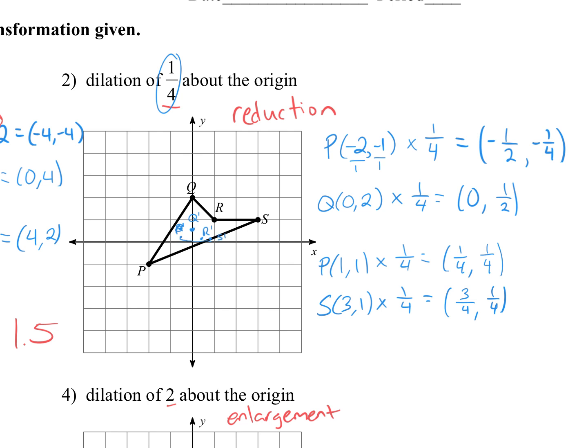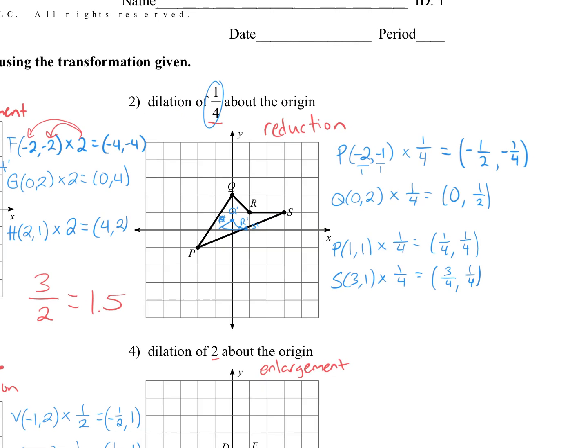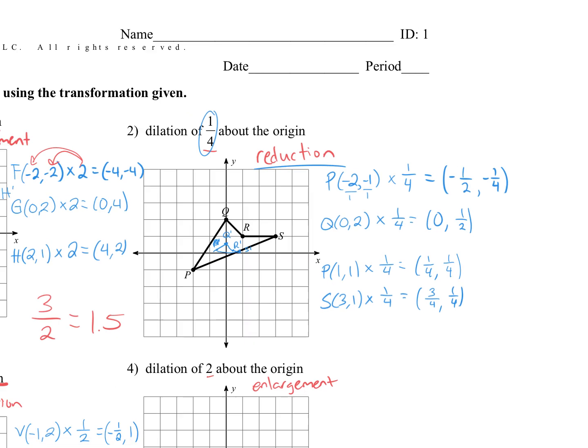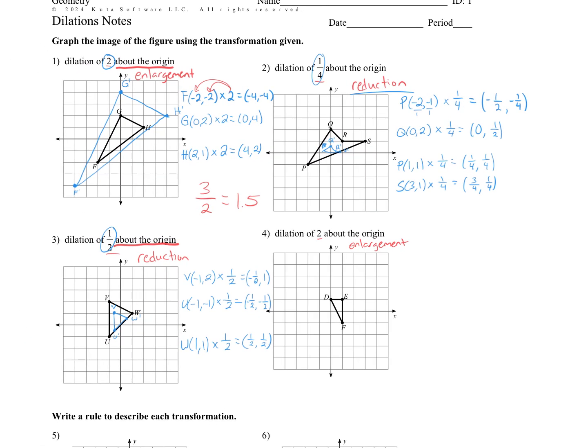So again, what should your images look like? Should they look like the original? Yes, just different sizes. And we said reduction right at the beginning. Were we correct? Yes. So that's a way you can check. Okay, I'm going to leave number 4 for you so you can practice doing dilations on your own.